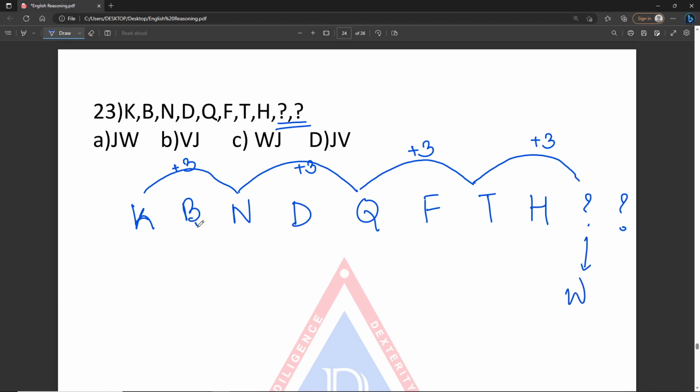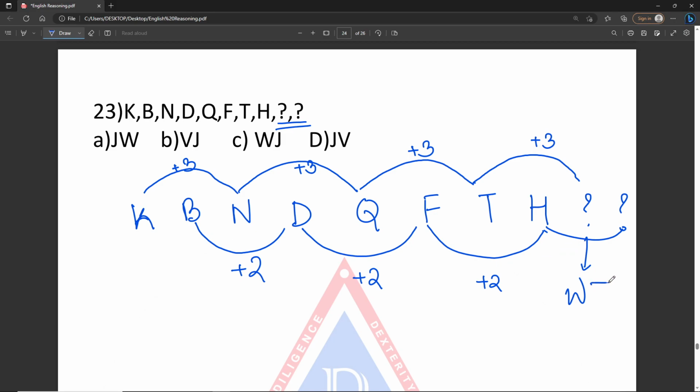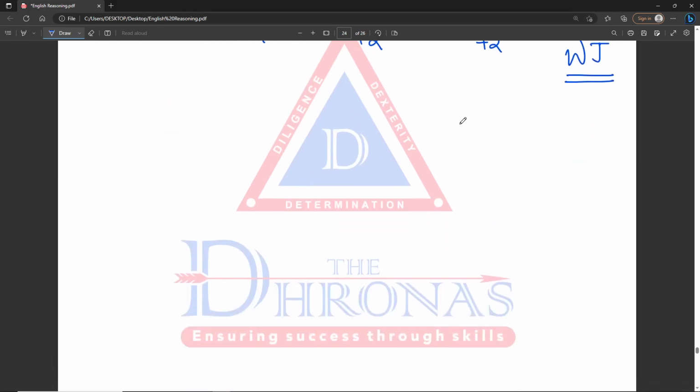And here, how does B go to D? +2. D goes to F? +2. F goes to H? +2. Then H should also go somewhere with +2. That is J. So the option is WJ. So in this case, what you can see is alternate letters are taken. K goes to N, N goes to Q, Q goes to T. Okay, got it? Next question.